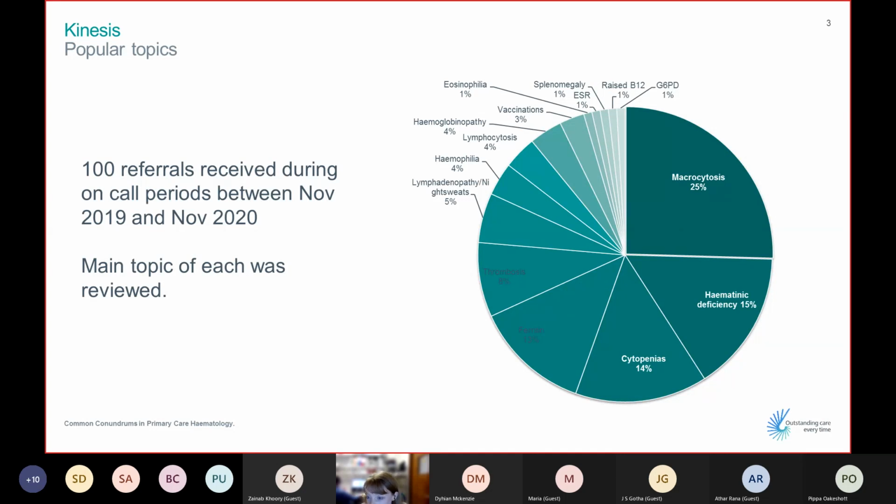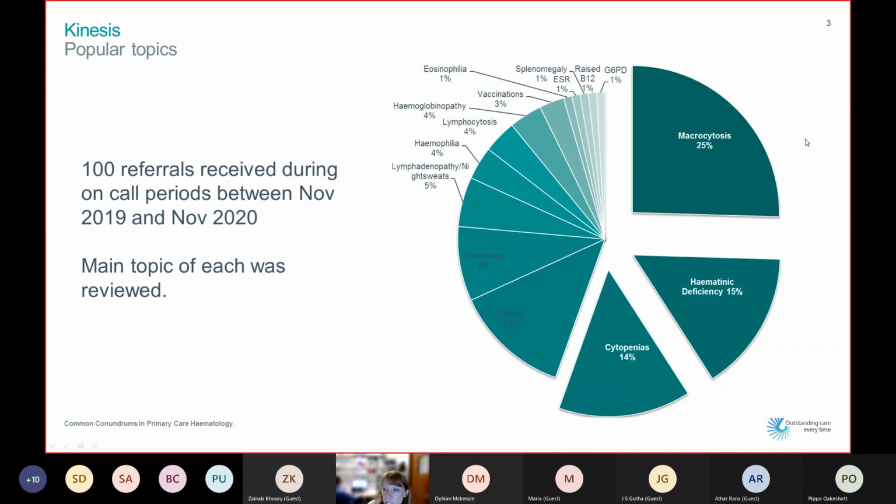In fact, a quarter of the queries were about macrocytosis, so I'll spend most of this talk on macrocytosis and its causes. The second most common cause was haematinic deficiency, which we'll go into in a bit more detail, and cytopenias. Ferritin and thrombosis followed next, and then there were a handful of queries about other haematological conditions. The aim of this presentation today is to go over these three highlighted topics: macrocytosis, haematinic deficiency, and cytopenias.